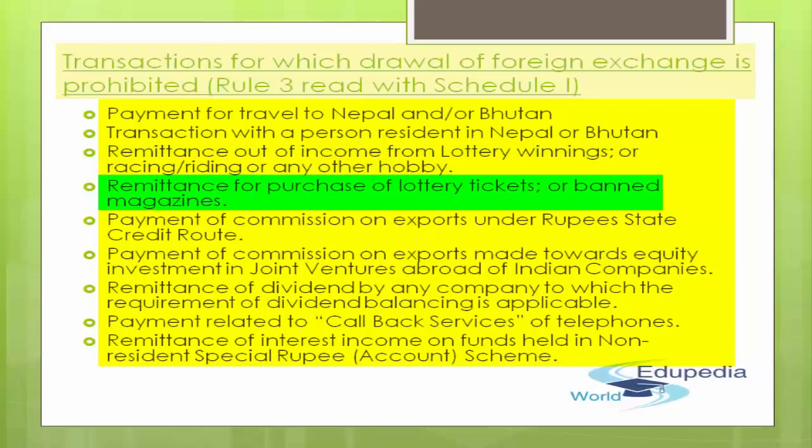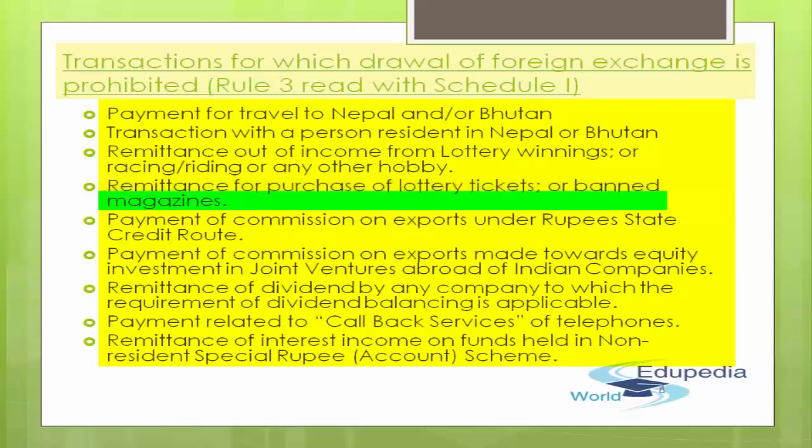Next will be the remittance for purchase of lottery tickets. Since the government is not providing any incentive with respect to remittance of income from lottery winnings, definitely the government is also not encouraging remittance for the purchase of lottery tickets. If you want to avail any benefits with respect to lottery, go ahead and do it in India itself. You don't need remittance for the purchase of lottery tickets or banned magazines. The drawal of foreign exchange for that is prohibited.